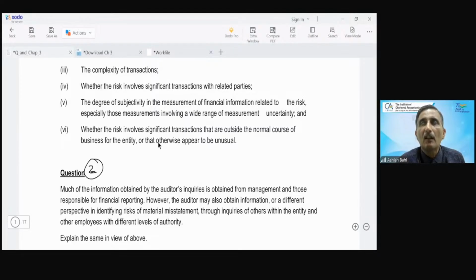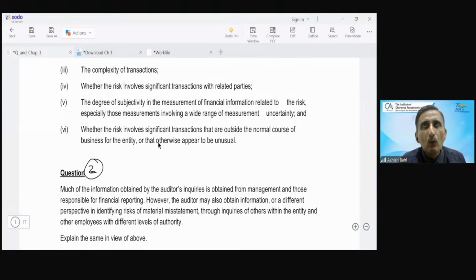By gaining knowledge of the entity and its internal control and environment. Which are different types of risk assessment procedures? Yes, students. Which are different types of risk assessment procedures? Yes, Gurmeet, you are stating observation, inspection, inquiry, analytical procedures. This is correct. Very good.